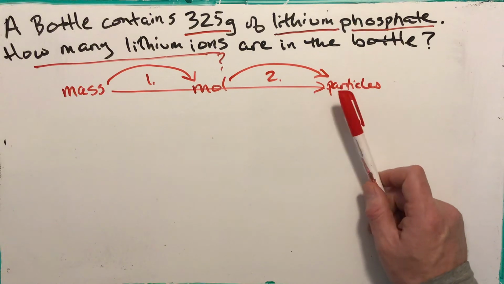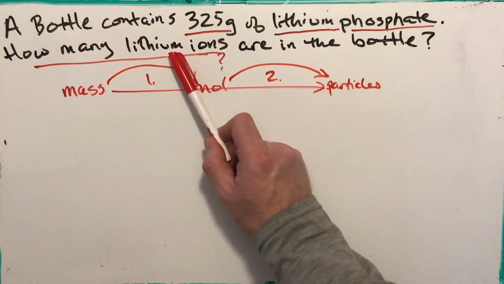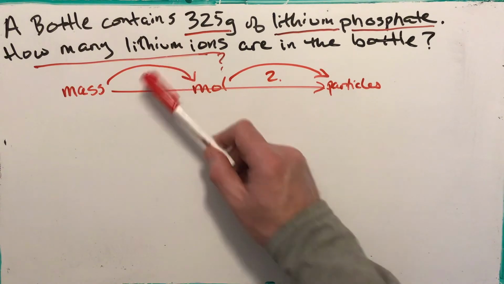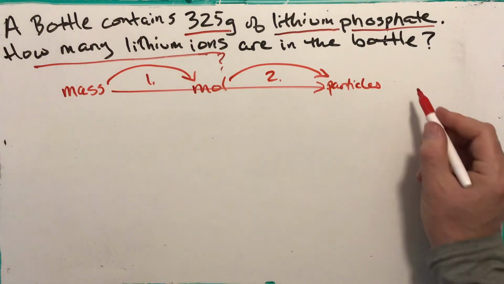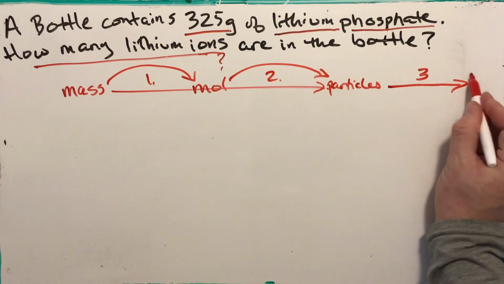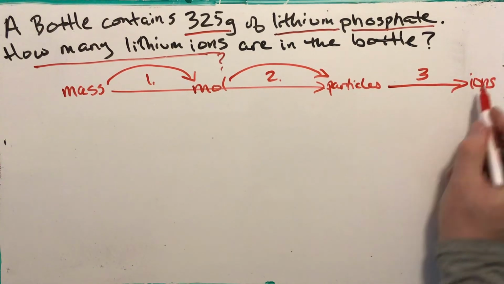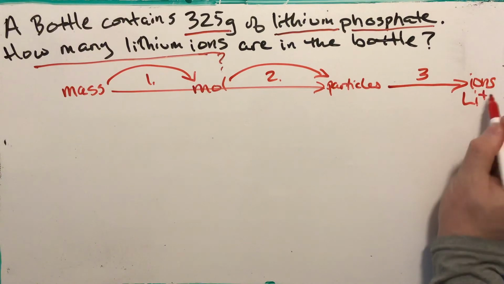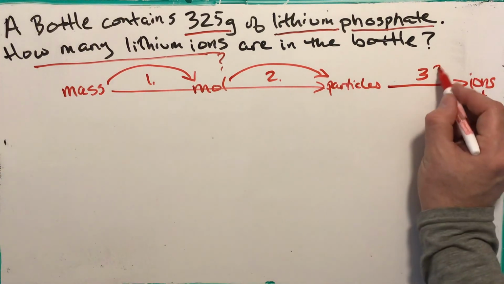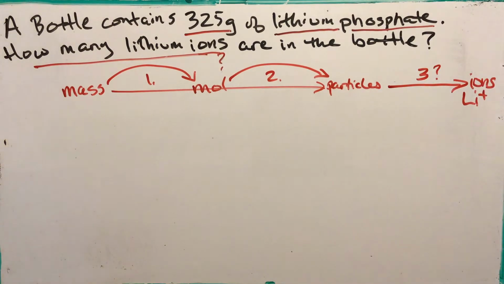Then I've got to change the molecules of lithium phosphate to molecules of lithium ions. So that's going to involve a third step. All right? So lithium, those ions right there. So there's going to be a third step here. How we do that, we'll see in a moment. But let's do these first two, because we're pretty good with these first two right now.